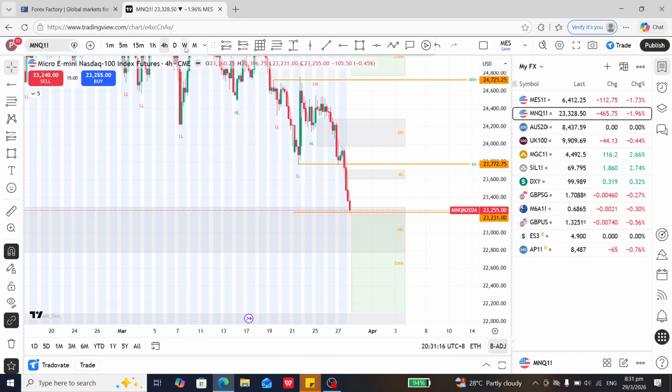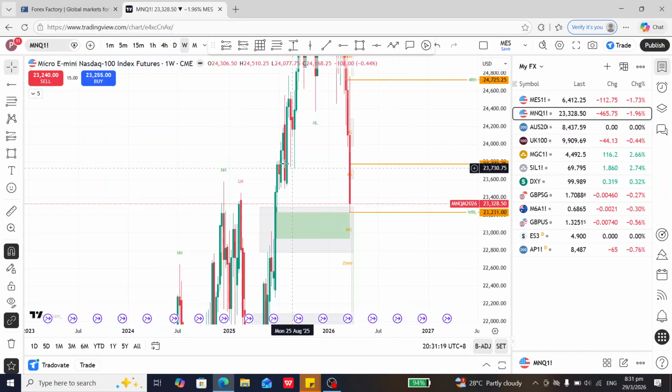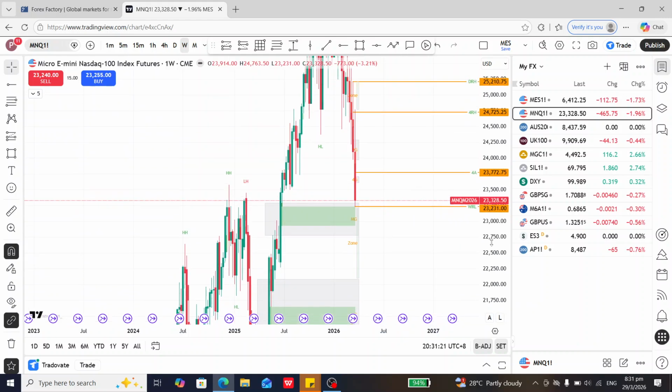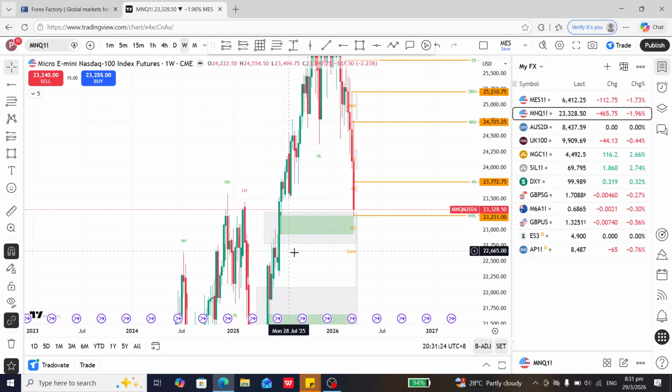But okay, let's go to the weekly time frame first. Why I want to show you the weekly time frame: this is two gaps overlapping. This is the weekly gap, and this big one is the monthly gap. Last week on Friday the market already reacted at the weekly gap. So the market came into this weekly gap and closed above. So I mark this as the weekly rejection low. From here is my sell zone.